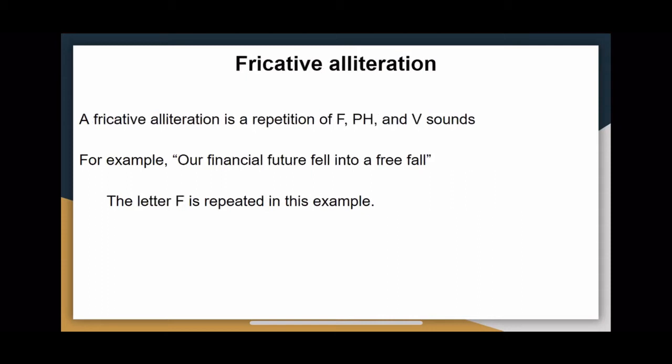A fricative alliteration is a repetition of F, PH, and V sounds. For example, our financial future fell into a freefall. The letter F is repeated in this example.